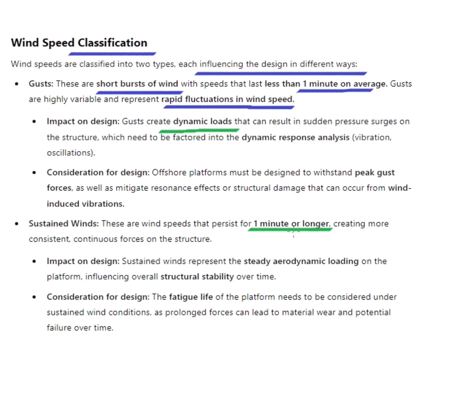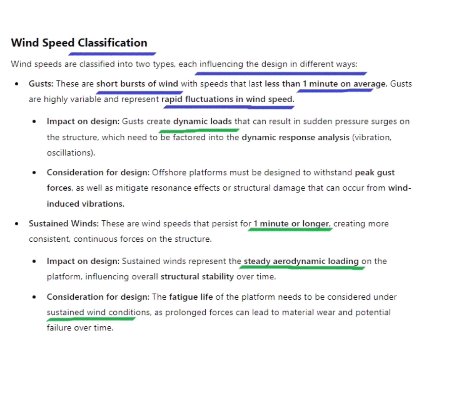That's sustained winds. And the impact on design: sustained winds represent steady aerodynamic loading on the platform, influencing the overall structural stability over time. Consideration for design: the fatigue life of the platform needs to be considered under sustained wind conditions, as prolonged forces can lead to material wear and potential failure over time. So in case of sustained wind conditions, we also need to consider the fatigue life of the platforms.